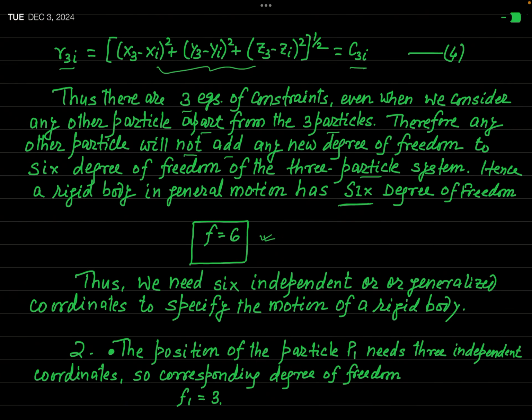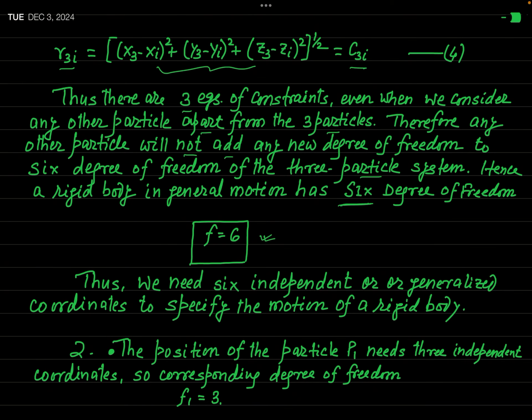And if the degree of freedom is 6, then if your aim is to describe the motion of a rigid body, you need 6 independent coordinates or 6 independent variables to specify its motion. So this was the first way to understand how we can say that the degree of freedom of a rigid body is equal to 6.